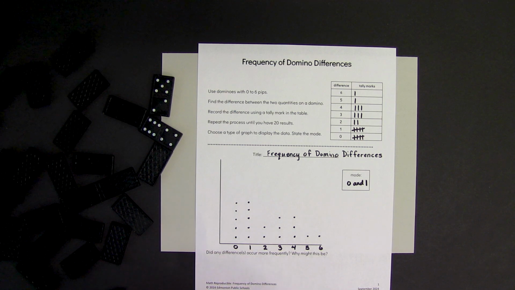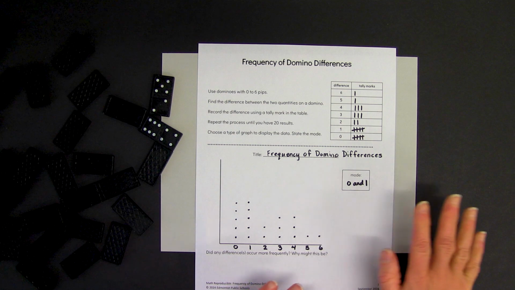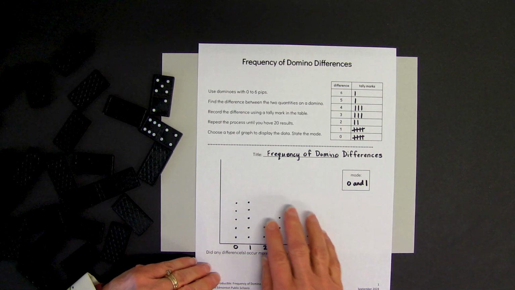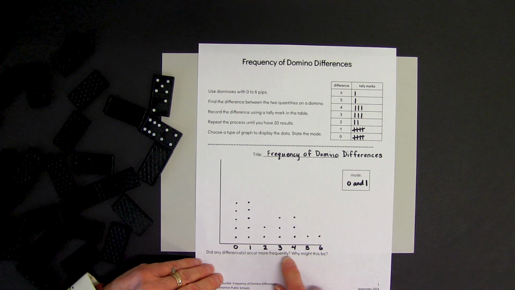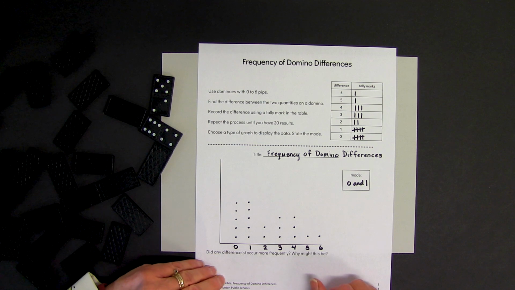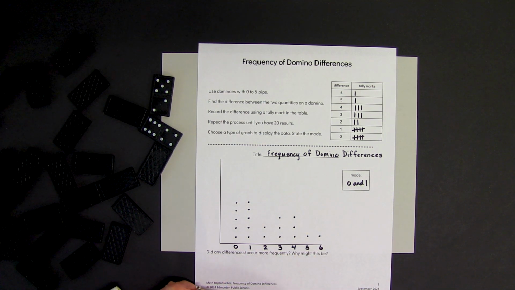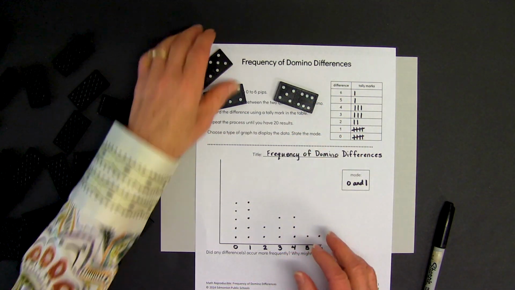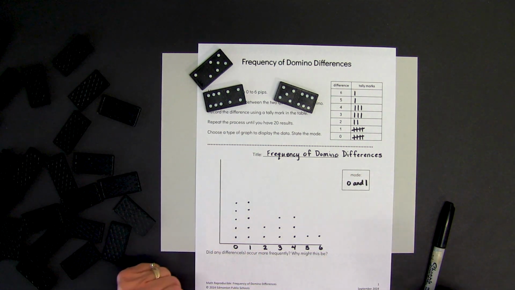And now what I can do is show my graph to a partner, and between the two of us, we can discuss the differences that occurred more frequently and talk about why that might be with the graphs that we have. And so here's one of the ways in which we can use dominoes to help us analyze frequency.